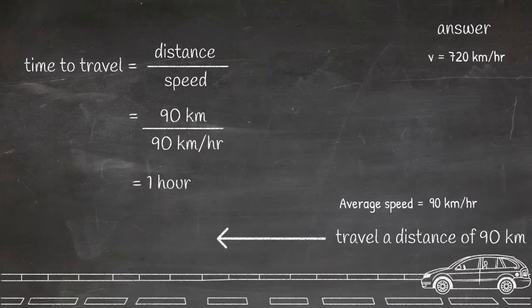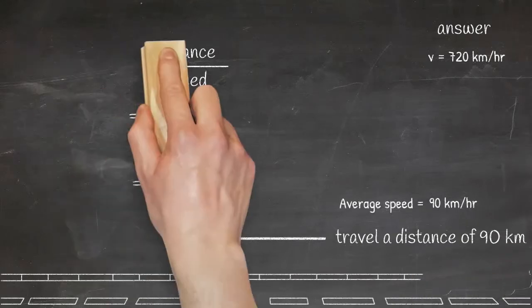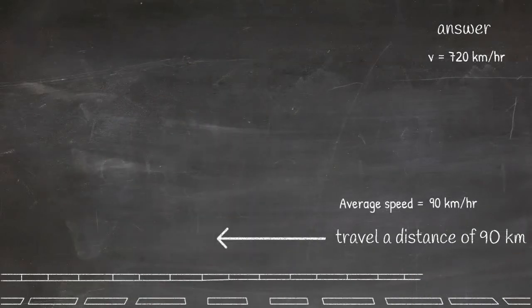Okay. Now, if we use a different value here for the distance, like twice that distance, 180 kilometers, then we get a value of 2 hours that we have the time to work with. Okay. So we have an hour to work with. Let's see what happens for the first half of that.